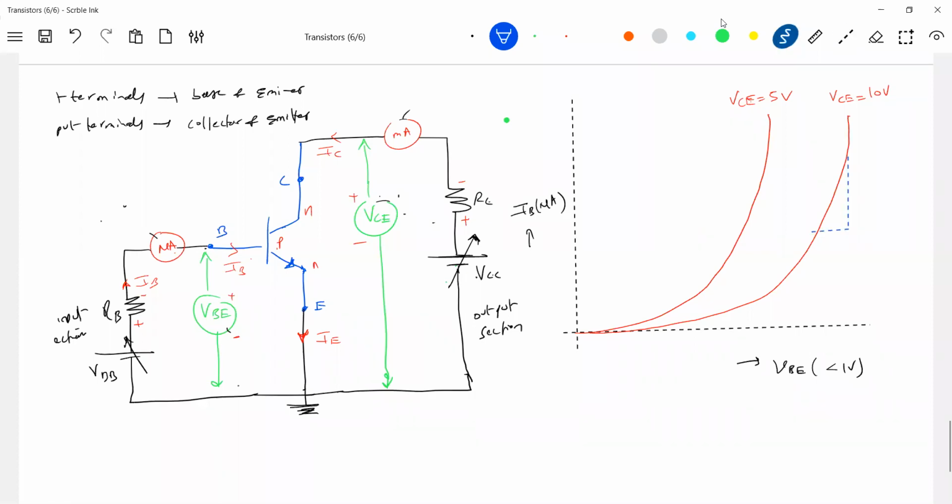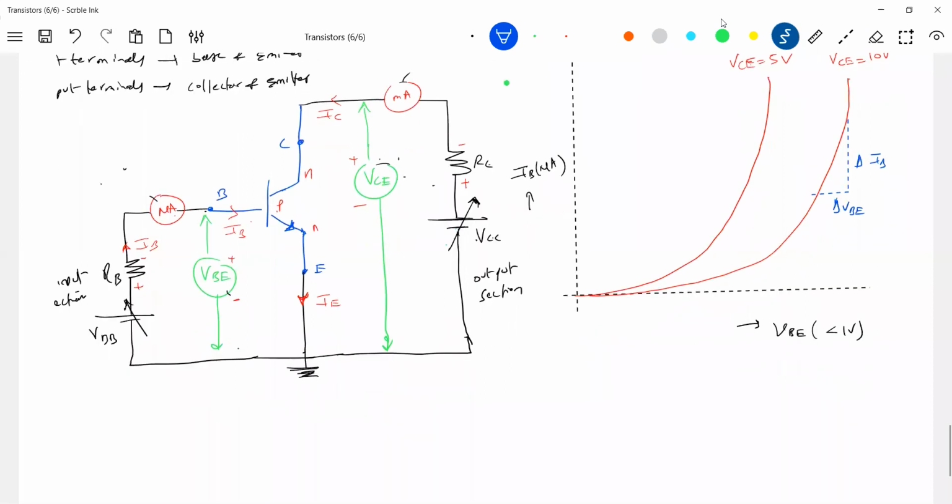So you calculate the slope. This will be delta IB by delta VB, at a certain voltage VC. The reciprocal of the slope will be the forward resistance or input resistance, which we will call RI or RF. This should be equal to delta VBE by delta IB at a certain value of VC, at 5 volt, 10 volt.